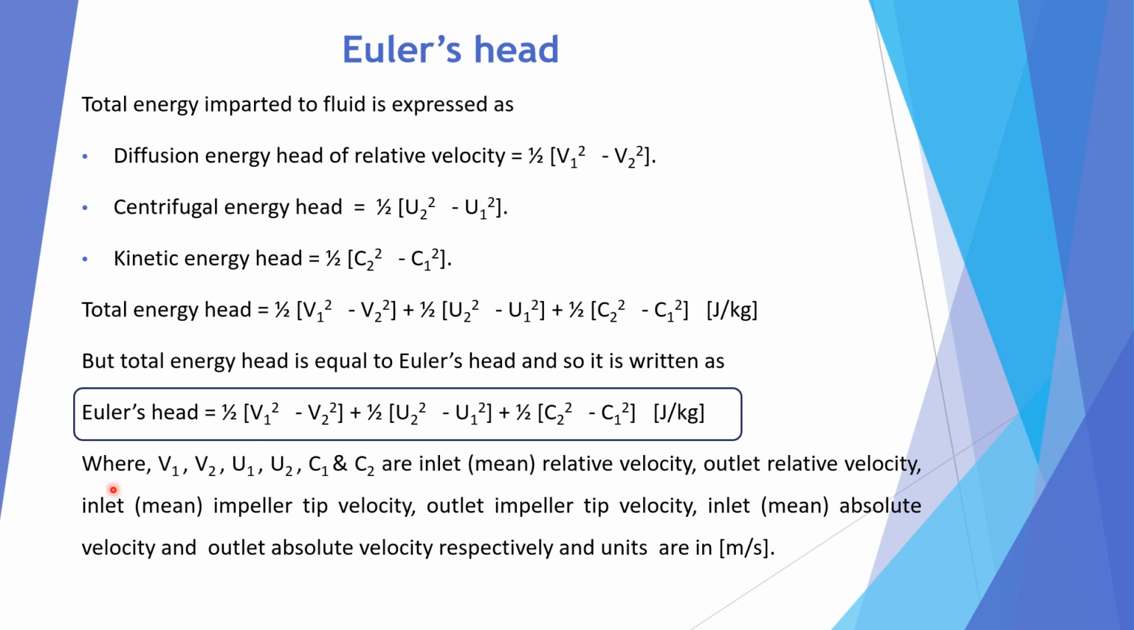v1, v2, u1, u2 and c1, c2 are inlet mean relative velocity, outlet relative velocity, inlet mean impeller tip velocity, outlet impeller tip velocity, inlet mean absolute velocity, and outlet absolute velocity respectively, and all the units are in meter per second. At inlet we measure at average or mean diameter, that is why all are mean, and outlet is outlet.